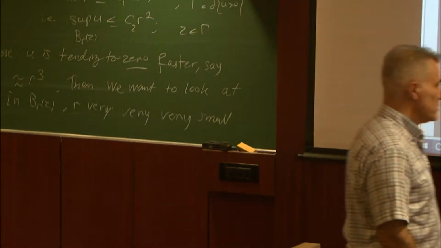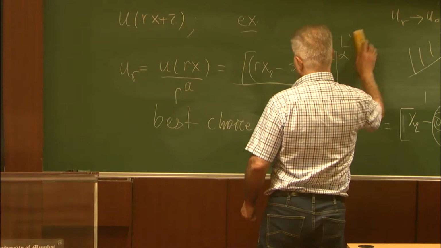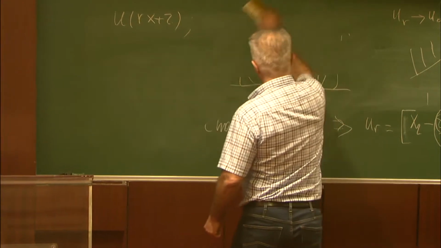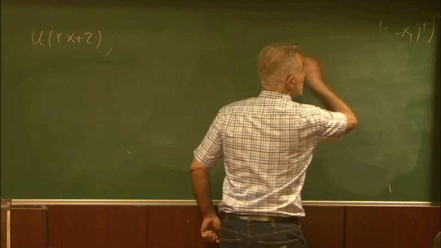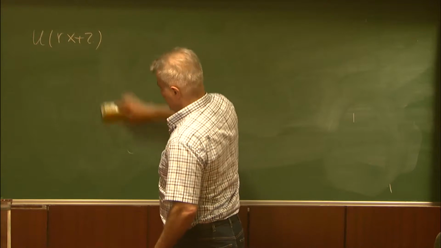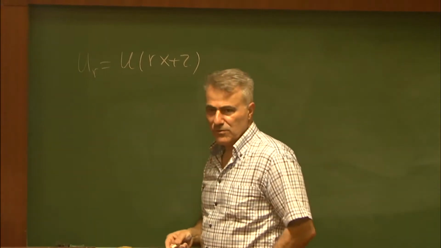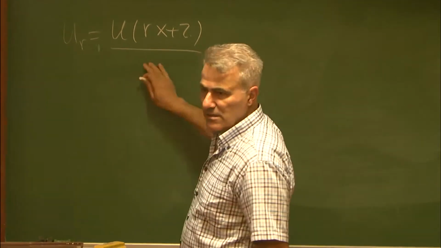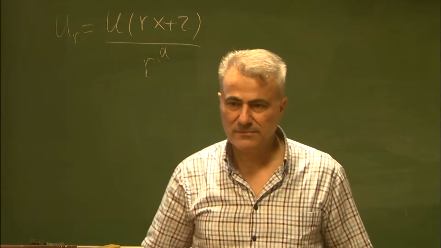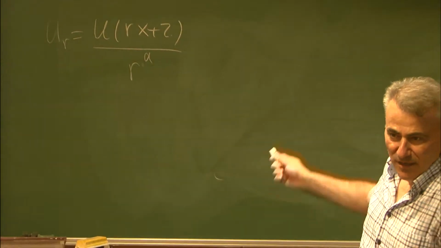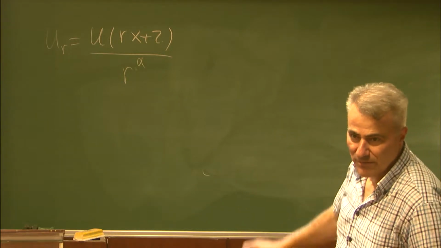So I want to scale this, so let me erase this example here. I want to scale it. And this is my u_r. And if I want to scale it, it means that this is not good enough, so I have to divide it by r to the power a. Now I have to choose what a is. In my examples, I saw what a is. But this is a little bit more general.